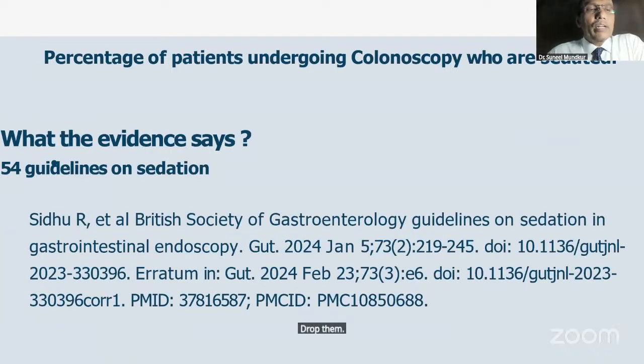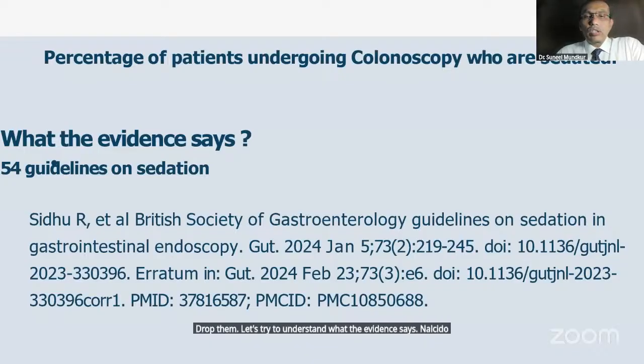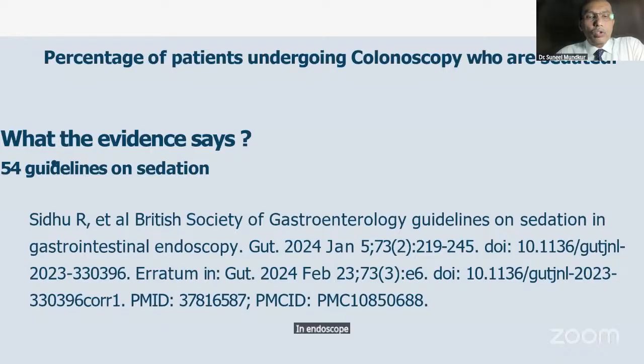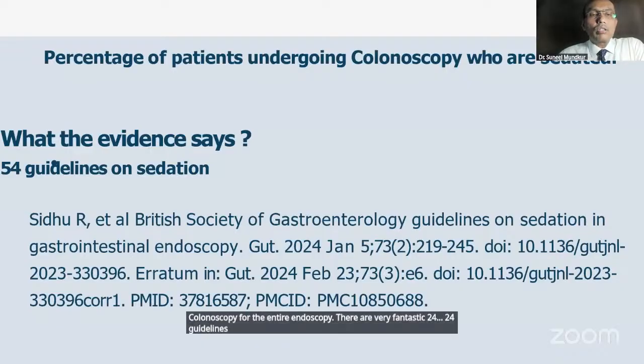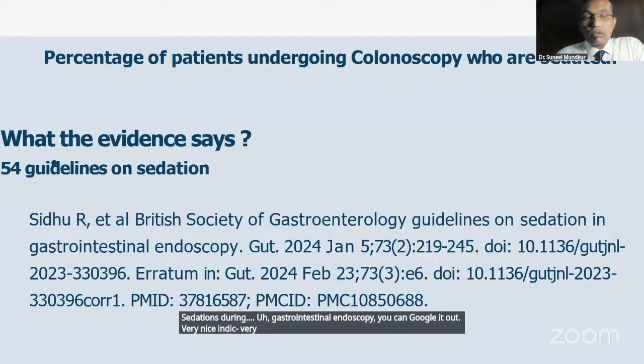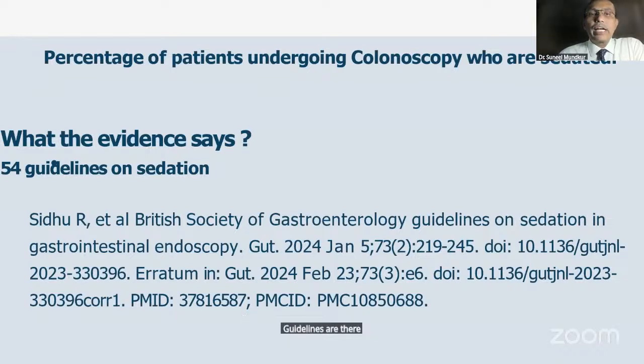Let's try to understand what the evidence says. Sidhu et al., the British Society of Gastroenterology guidelines on sedation in gastrointestinal endoscopy. Please note that this is not only for colonoscopy, but for the entire endoscopy. There are 54 very fantastic guidelines they have put on sedation during gastrointestinal endoscopy. You can Google it out. Very nice guidelines are there. You can follow these guidelines.